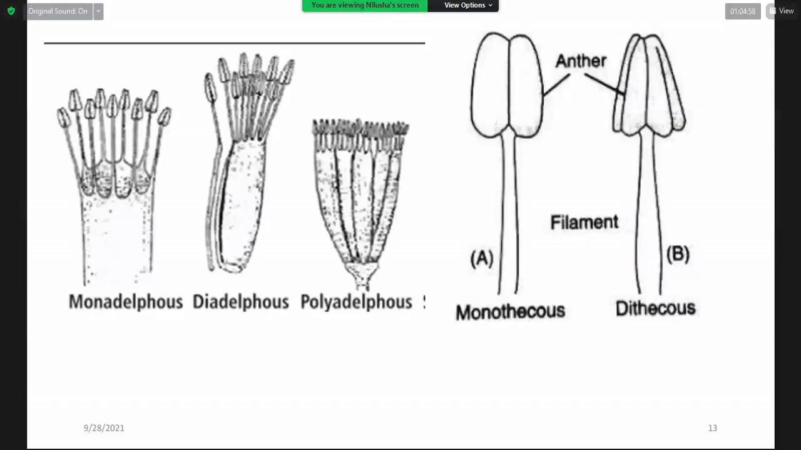Nilusha, sorry for the interruption, dear. One person asked, please explain the floral diagram again. Okay, dear. I will explain.